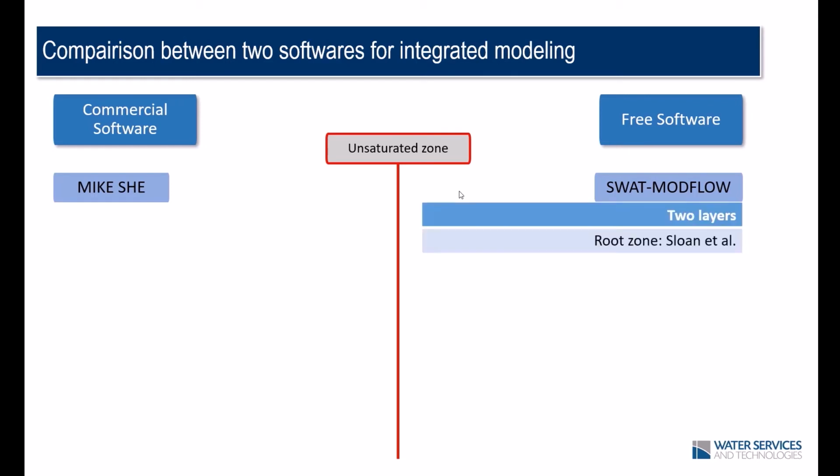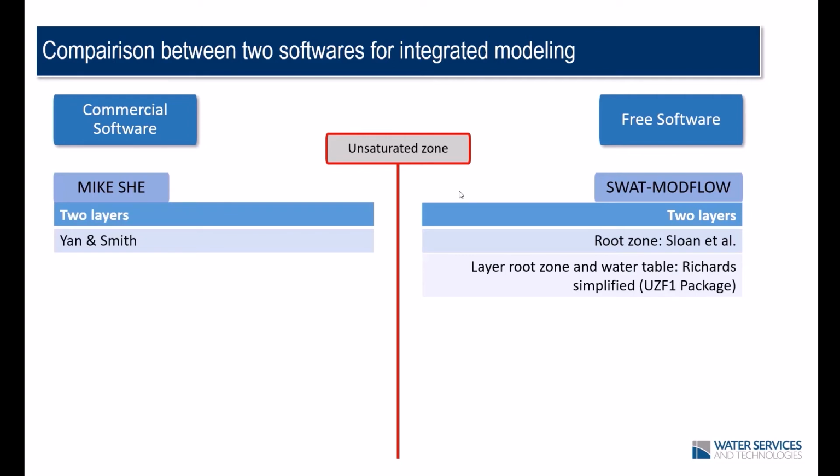In SWAT-MODFLOW, it divides the soil layers in two layers. So the first is the root zone, where the calculations are done by the equations of Sloan et al. And the layer between the root zone and the water table is calculated by the Richards simplified equations using the UZF1 package. And in MIKE-SHE, it depends on the kind of simulation that you choose and depends on your hardware.